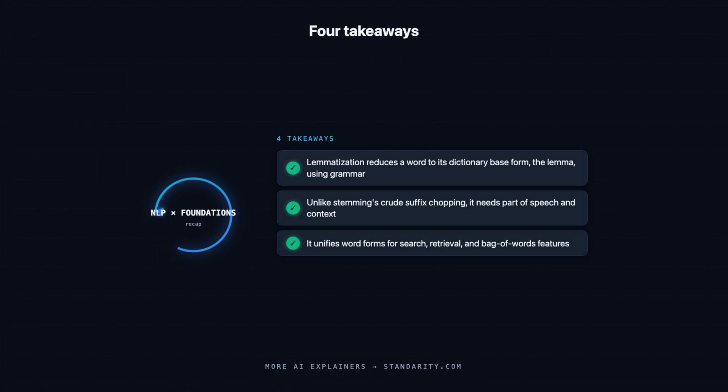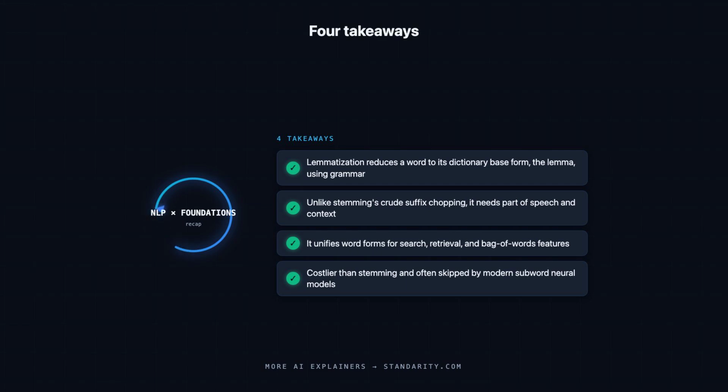It shines for search, information retrieval, and bag of words features, improving matching and reducing sparsity by unifying different surface forms of a word so a query and a document line up even when their endings differ. It costs more than stemming and leans on resources like WordNet, and modern neural models often skip it, though it stays valuable for lightweight, interpretable pipelines.